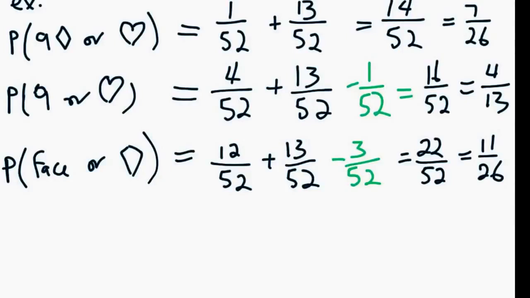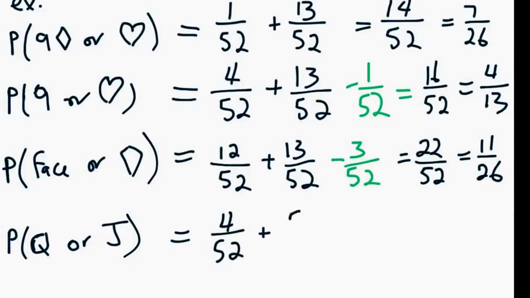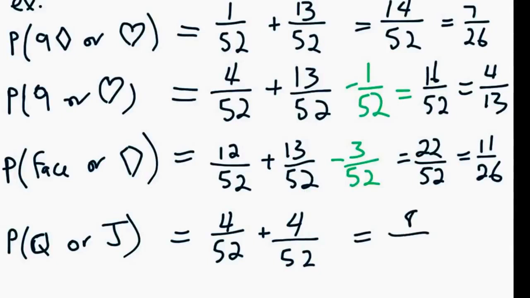Okay, let's do one more. What's the probability you get a queen or a jack? Queens, we have 4 out of 52. Jacks, we have 4 out of 52. Is there an overlap? Is there a card that's also a queen and a jack at the same time? No. So that means they're mutually exclusive. So we just have to add the 2. So 8 out of 52 would be 2 out of 13 once we reduce it.